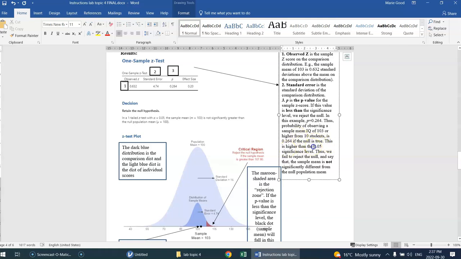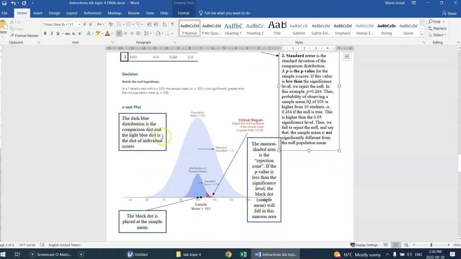This is higher than our significance level of 0.05 or 5%. All we need to do is compare our p-value with our alpha level. In this case, because our p-value is greater than our alpha level, we do not reject the null. We fail to reject the null, and our conclusion is that the sample mean is not significantly different from the null population mean.